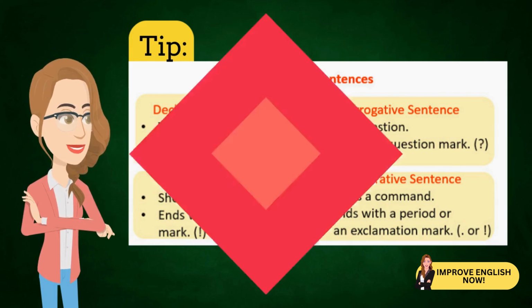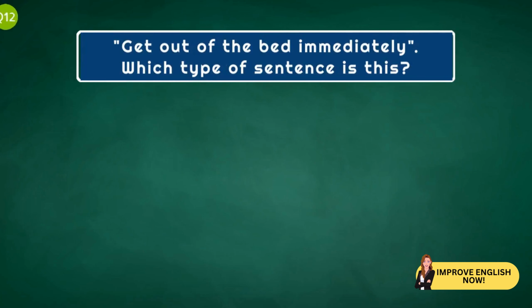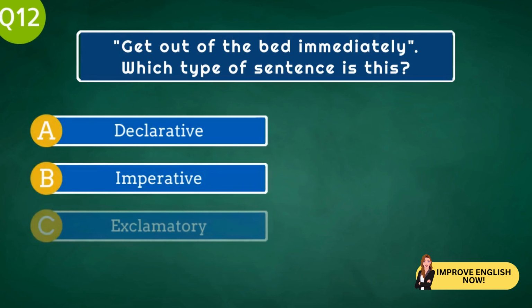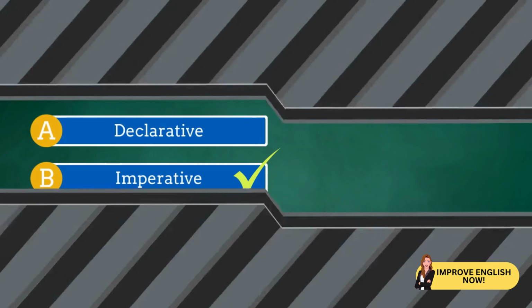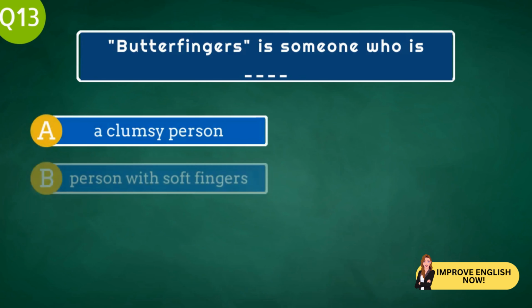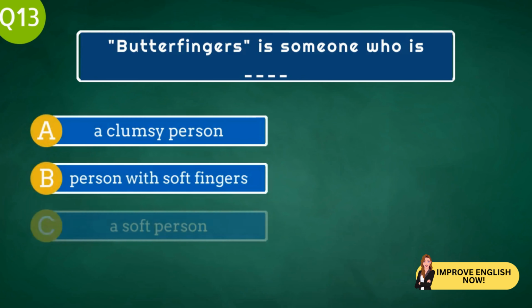Let's try another one. Get out of the bed immediately. Which type of sentence is this? A. Declarative. B. Imperative. Or C. Exclamatory. Butterfingers is someone who is a clumsy person, a person with soft fingers, or a soft person.